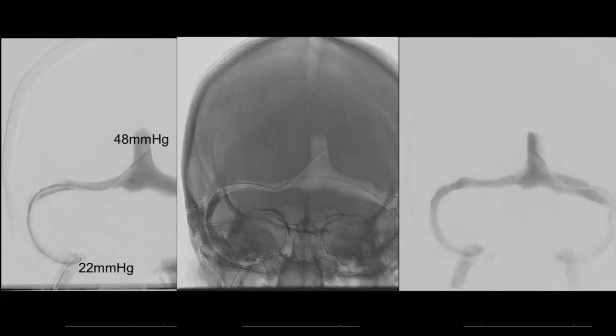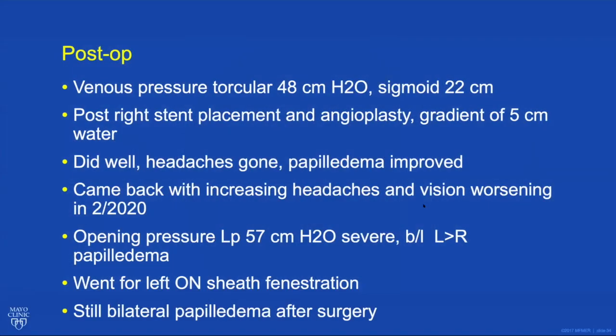They got the pressure measurements, 48 and 22, so a big pressure gradient, and went ahead and did the stent. I think it looks like here they used a Zilver as well. And then after angioplasty and stenting, the gradient dropped to 5 millimeters of mercury. The patient did well, the headaches were gone, and the papilledema improved.